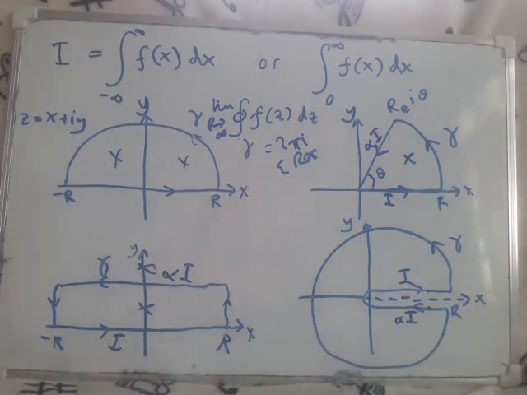So that's a rough idea of what we'll be doing. There are some other little special cases that we'll look at, such as sometimes you can get a pole actually on the contour itself. So we'll look at that in more detail a bit later.